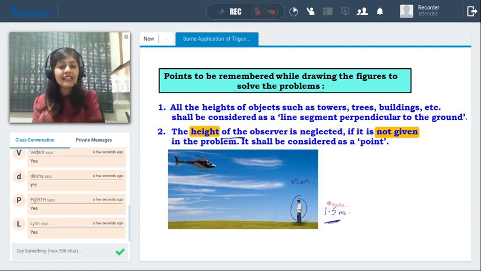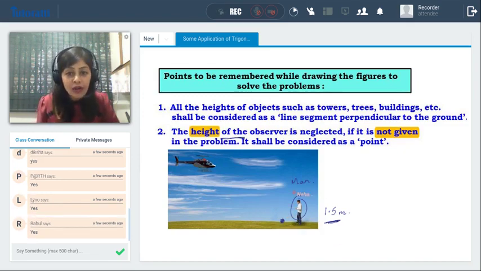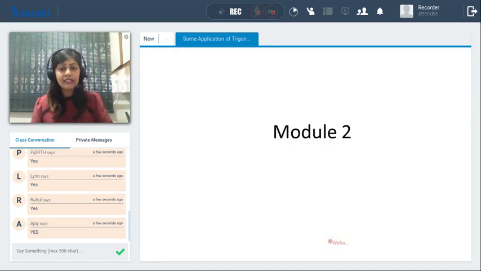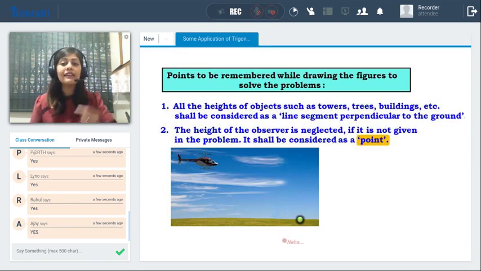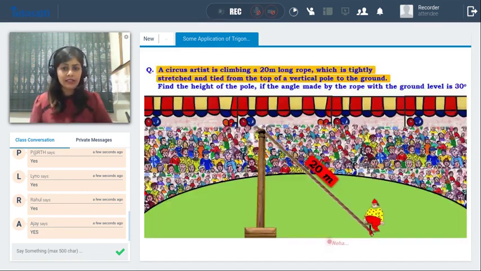Which is why, unless and until they give you the height of the observer, you're going to consider it to be a point object on the ground. Consider it to be a point on the ground. So this man is not going to observe from the eye, it will actually observe from the ground. Yes, is that understood? So this is what we are going to always consider, the man to be a point object unless the height is given. And these were some important rules to consider. Let's quickly move towards the sums.